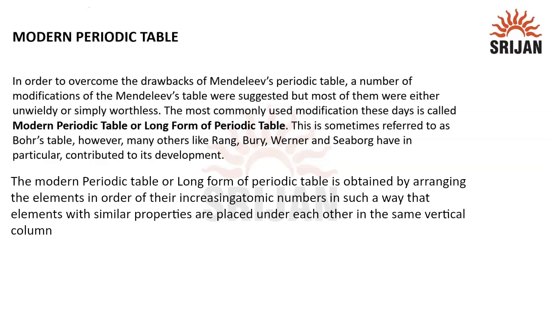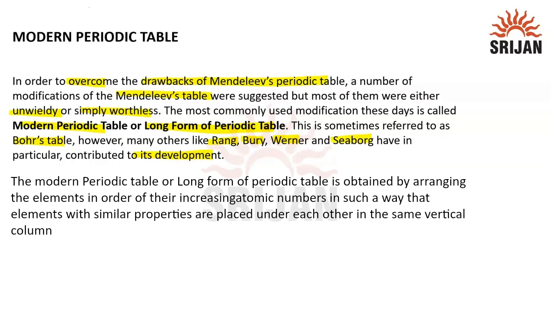In this video, we'll learn about the modern periodic table. In order to overcome the drawbacks of Mendeleev's periodic table, a number of modifications of Mendeleev's table were suggested, but most of them were either unwieldy or simply worthless. The most commonly used modification these days is called the modern periodic table or long form of the periodic table. This is sometimes referred to as Bohr's table. However, many others like Rang, Bury, Werner, and Seebeck have in particular contributed to its development.